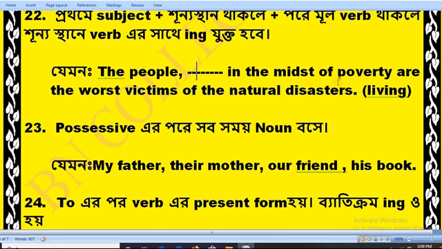That means যে লোকগুলো দারিদ্রতার মধ্যে বসবাস করে আর the worst victims তারাই হলো সবচেয়ে খারাপ শিকারে পরিণত হয় of the natural disasters প্রাকৃতিক দুর্যোগের সময়. Okay, this is the rule. So here the verb will be verb plus ing.